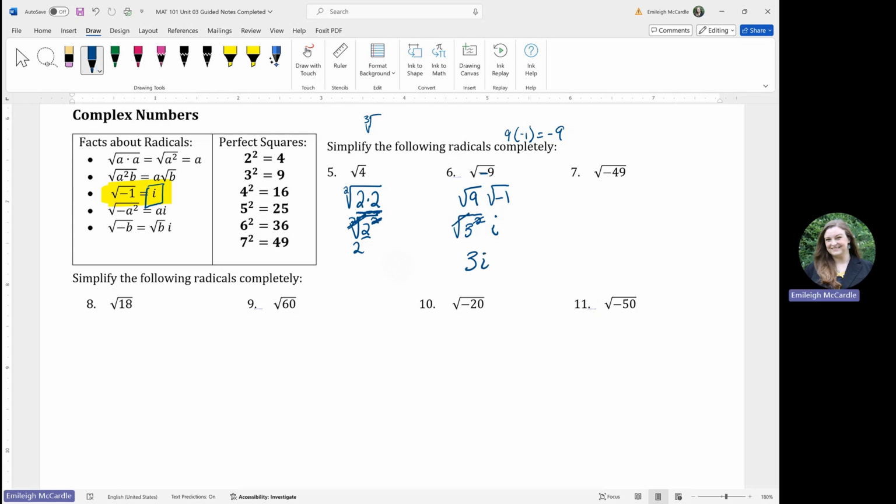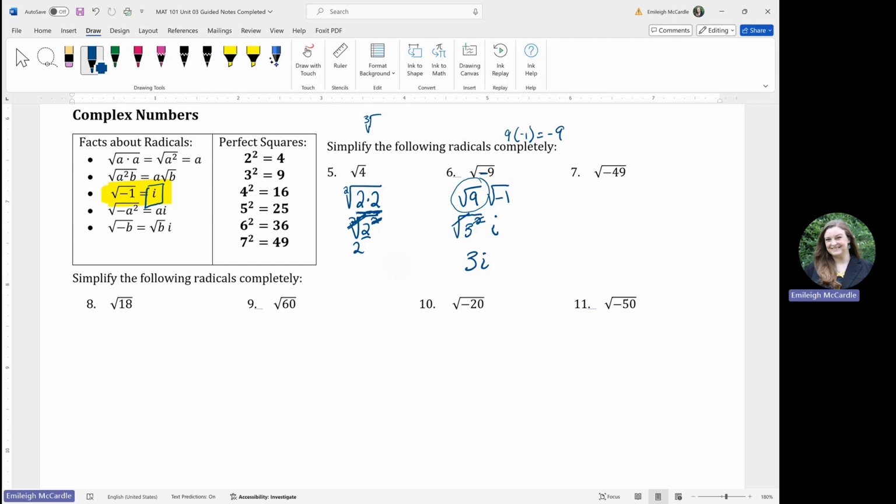Now, a quick note about the calculator with these problems. You are not going to be able to put square root of negative 9 in the calculator. It is going to give you an error, and that is because it generates an i and your calculator is not set to understand that. However, you can put the square root of 9 in your calculator. Okay, so you could do that in your calculator, and then you just have to know the square root of negative 1 is i.